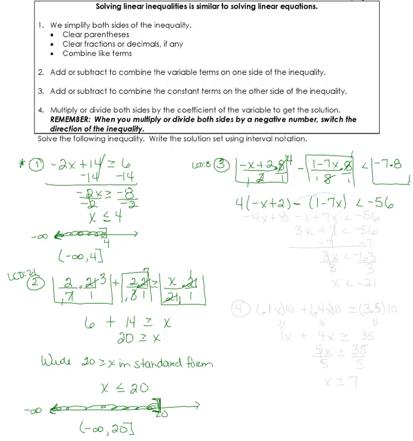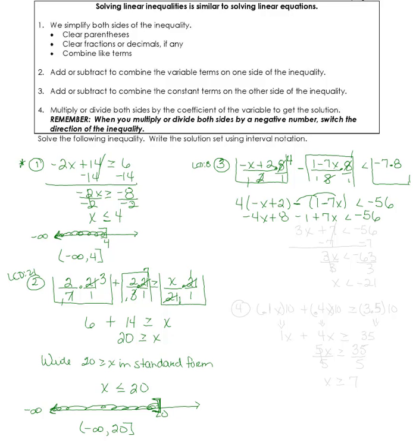All right, let's distribute. We have 4 times negative x. Negative 4x. 4 times 2, what's that, 8? Then distribute the negative. We have negative 1 plus, plus, plus, plus. Do you understand why it's positive? A negative times this negative is going to give us a positive. Positive 7x is less than negative 56.